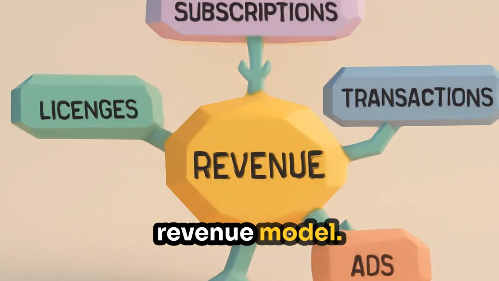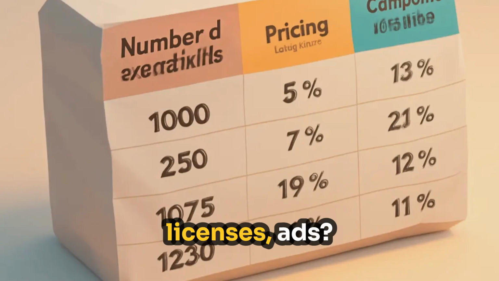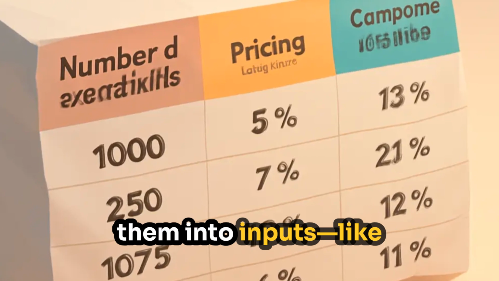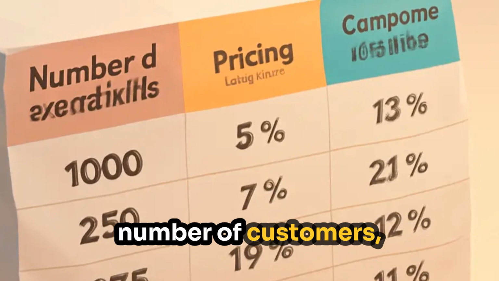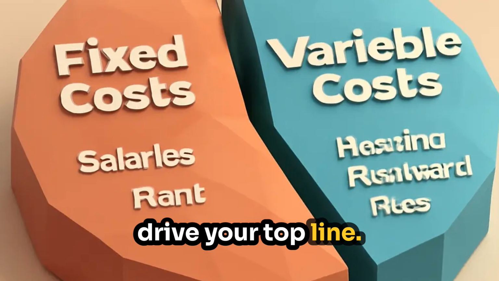Start with your revenue model. How do you make money? Subscriptions, transactions, licenses, ads? Define your revenue streams and break them into inputs like number of customers, pricing, churn, and conversion rate. These variables drive your top line.